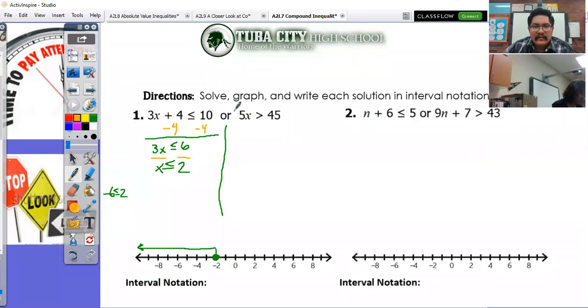All right, so let's go ahead and work on this side. This one's another kind of easy-ish one. We only have one step to do for this one, and that is to divide both sides by 5. X is greater than 9. So mark out 9. I'm going to need an open circle for this one because we are not including that in the solution. So 9 is not included.